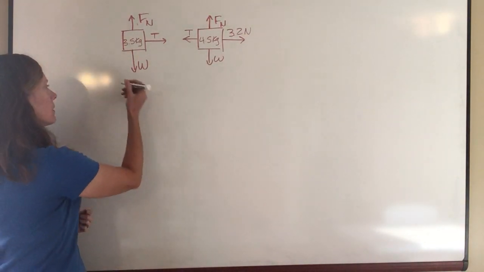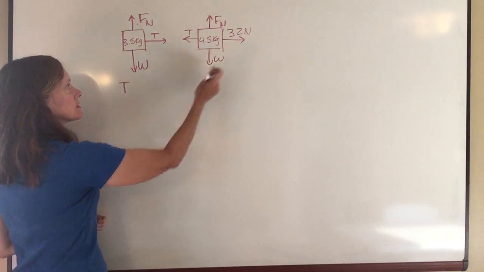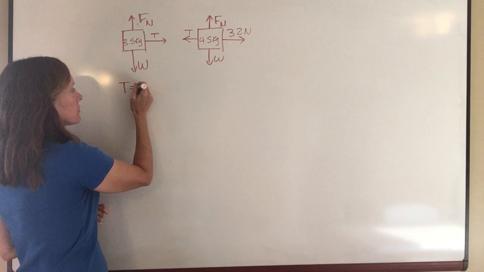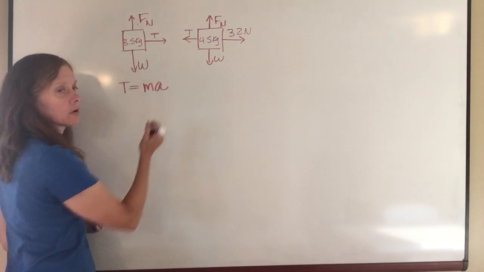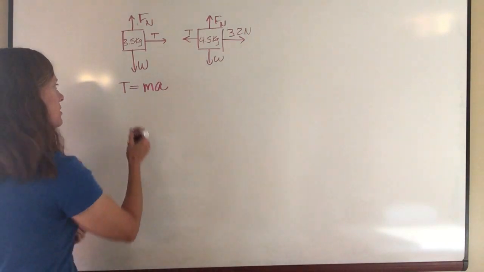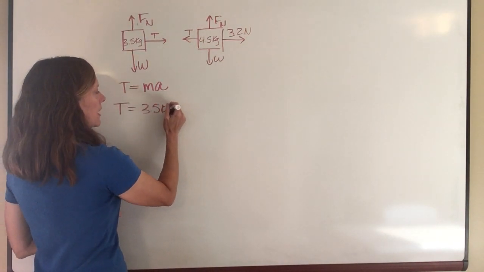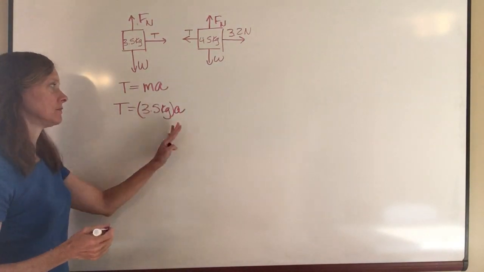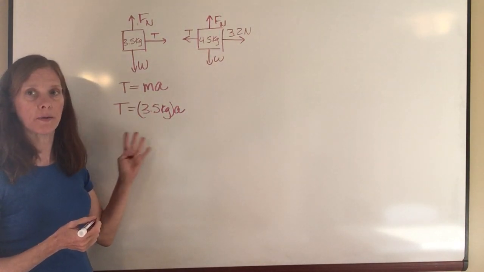So here, we know that the car is experiencing an acceleration because there's a force being acted on it this way. And so we know that the tension in the rope on this back car is going to be equal to the mass times the acceleration. And the mass of this car is 3.5 kilograms. Okay, so here, one equation, two unknowns, so I can't go any further than this one right now.